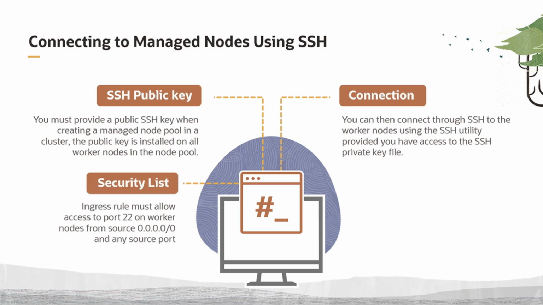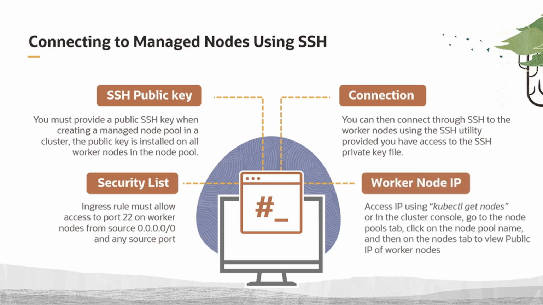For those in a public subnet, a crucial step precedes the connection: defining an ingress rule in the network security group or subnet security list. Accessing the managed nodes in a public subnet through SSH requires an ingress rule allowing SSH access to port 22. The rule scope spans from source 0.0.0.0/0, welcoming connections from any source port.